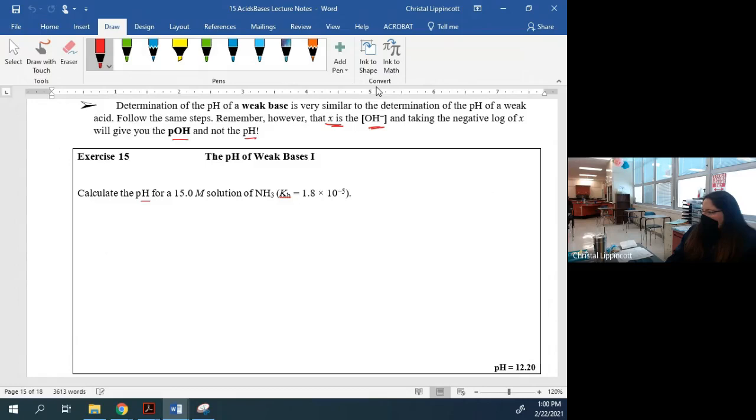The other thing that will occasionally happen is that they will sometimes give you Ka here, and you have to work with Kb. So remember, if they give you Ka, Kb would equal Kw, which is a constant at 25 degrees Celsius, divided by Ka, and then that'll get you to your Kb value. Does that make sense?